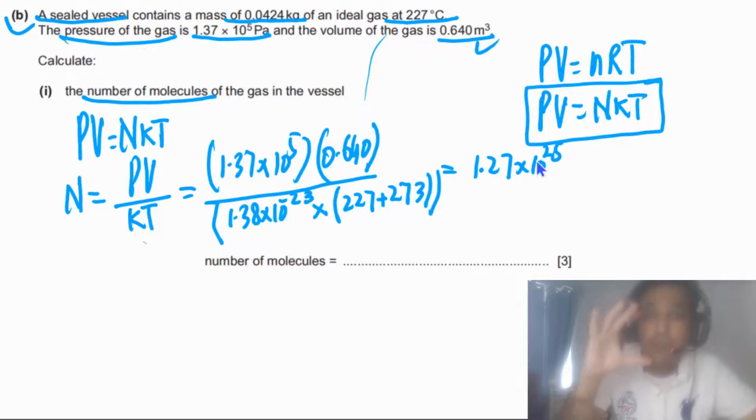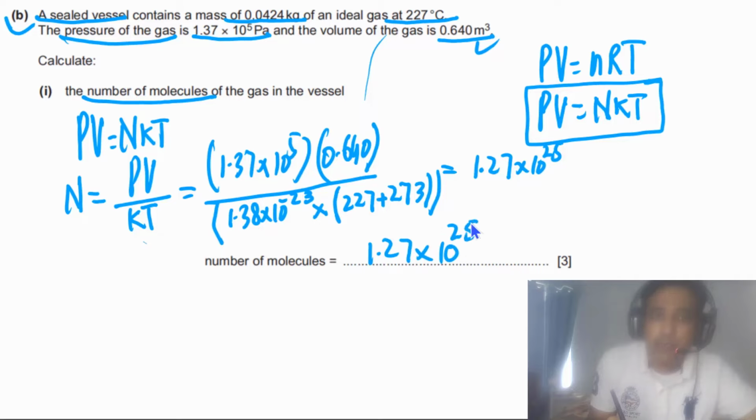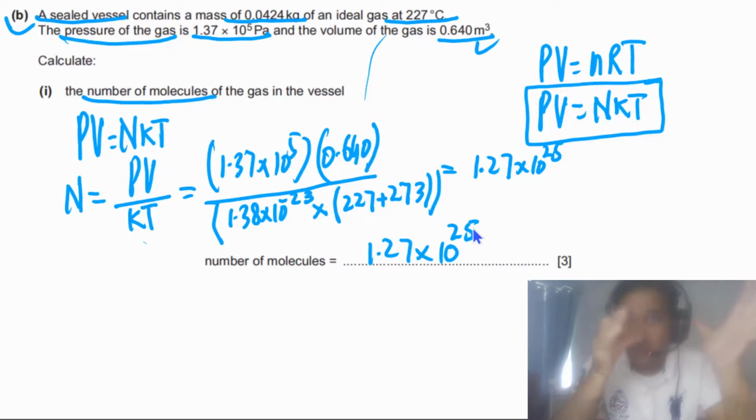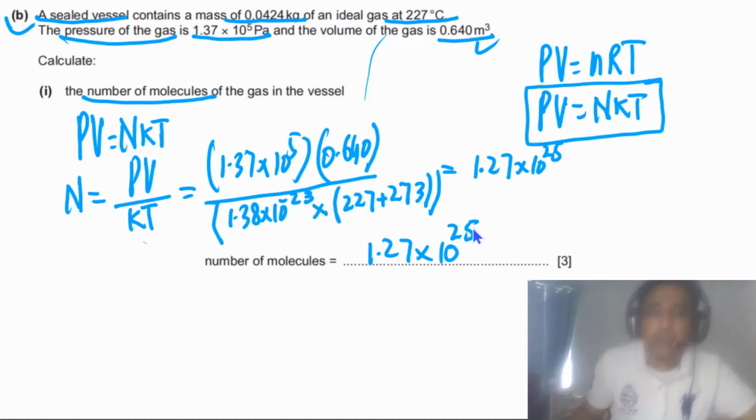So these are the number of molecules of the ideal gas present in the vessel. So simply we can say 1.27, up to 3 s.f., times 10 to the 25 molecules in the vessel. So you can see the beauty of physics. We have set these rules now, so you don't need to count how many molecules. It's not possible that you can count the number of molecules, but we can use these rules and we can calculate the number of molecules. This question has 3 marks.